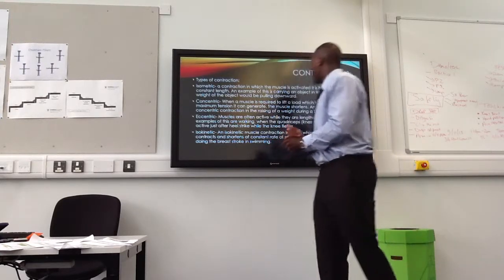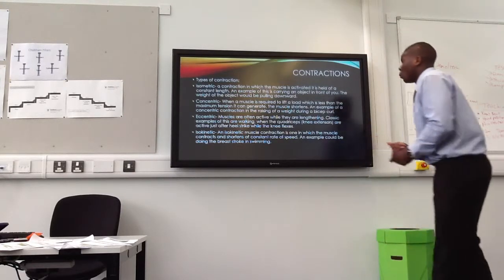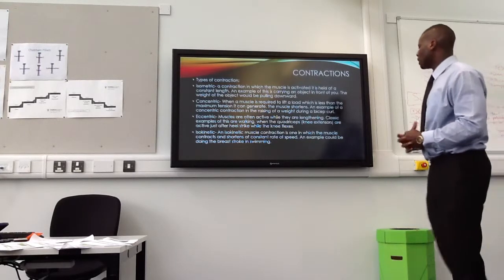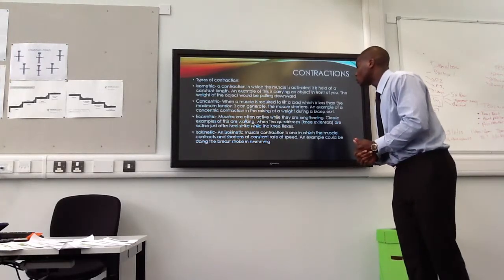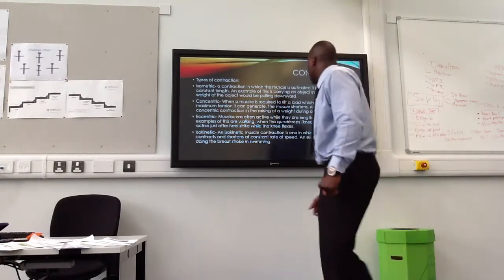Eccentric. Muscles are often active while they are lengthening. A classic example of this is walking. The quadriceps, the knee extensors, are active just after a heel strike while the knee flexes. So, like when you're walking.